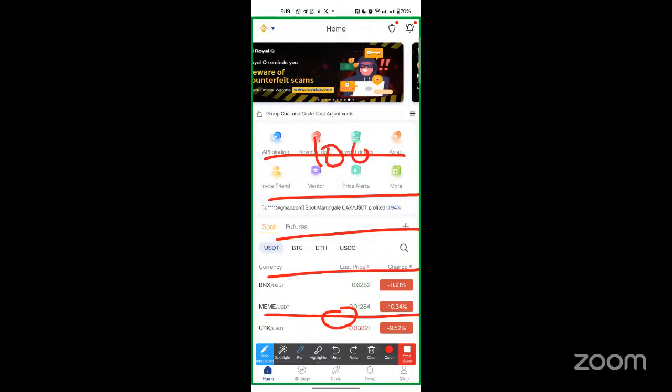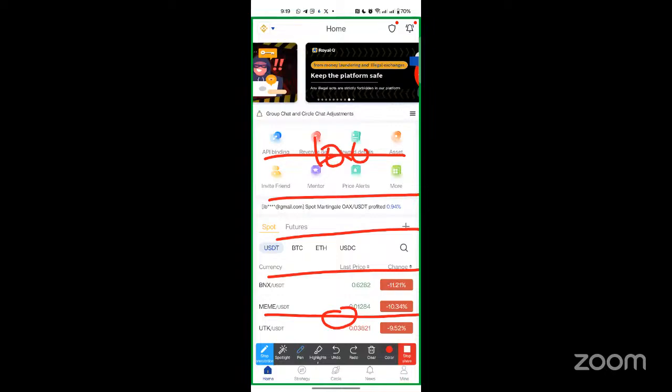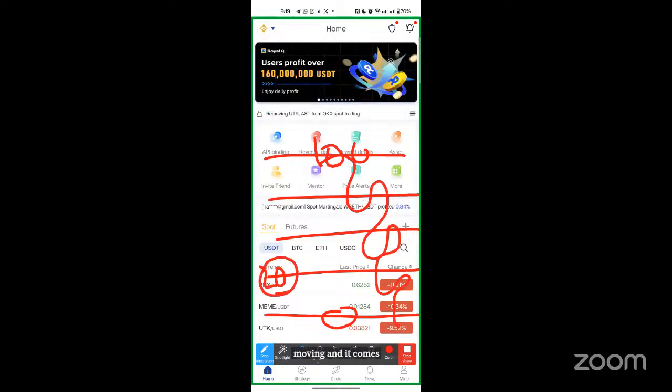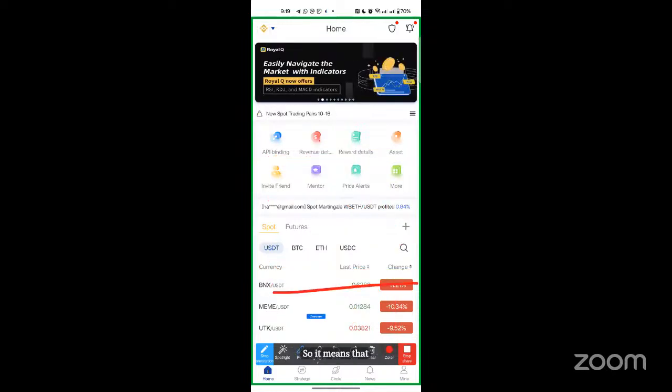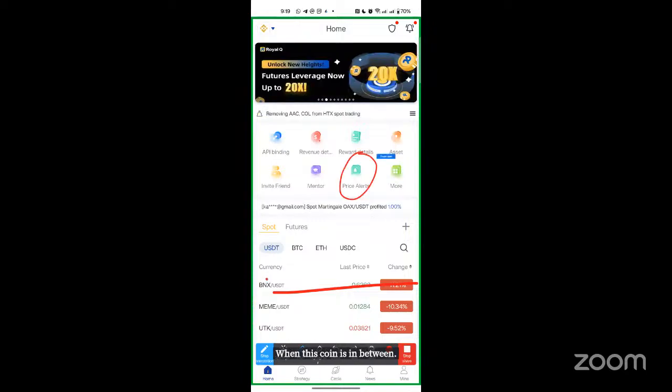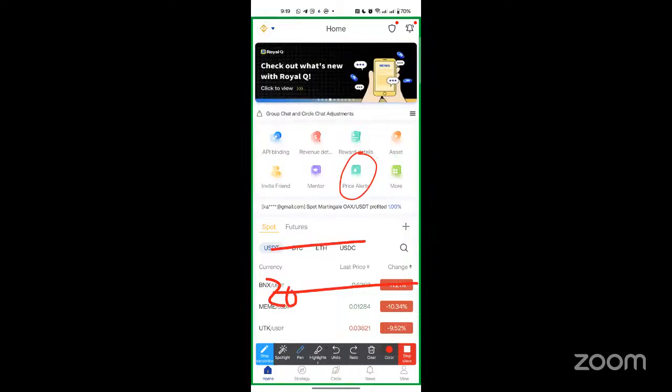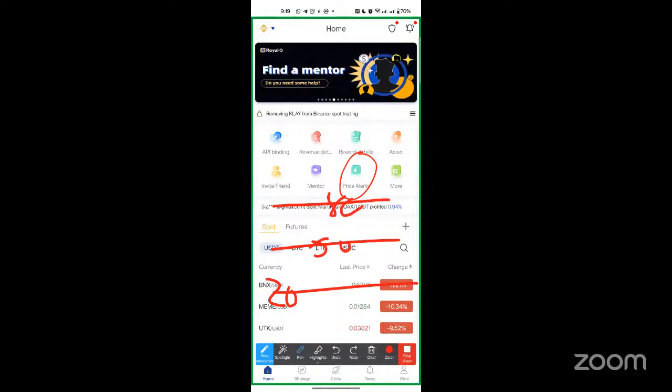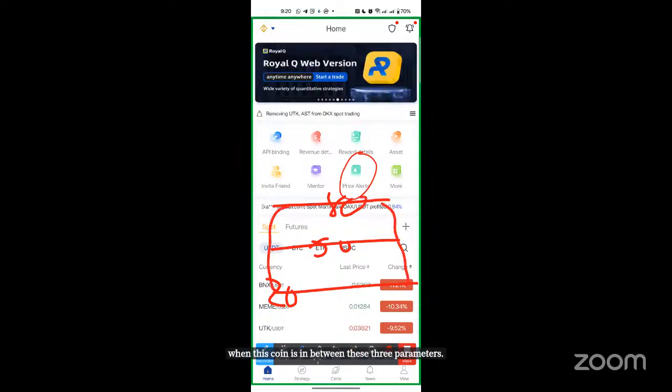Vice versa, this coin moves from 100 and it starts moving down, and it comes down, traders have oversold this coin. So it means that when this coin is in between 20, this is 50, and this is 80, when this coin is in between these three parameters, it is in a neutral area.